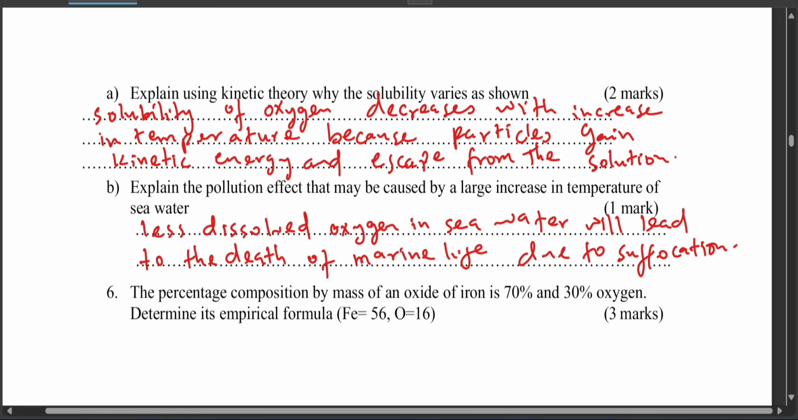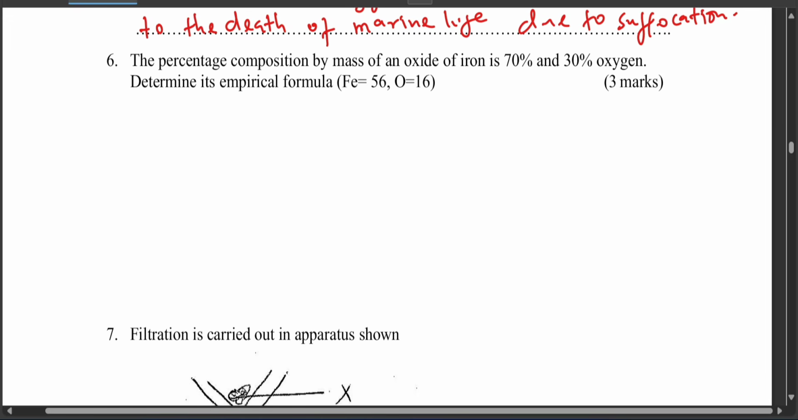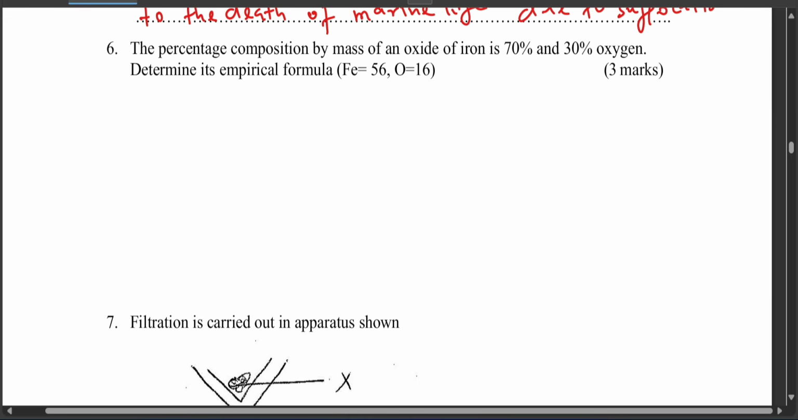Now, let's go to the other question, question 6, which is an empirical formula question. The percentage composition by mass of an oxide of iron is 70% iron and 30% oxygen. So determine its empirical formula. For now, we'll use the percentage as the mass. So this is 70, this is 30. But let's first write iron here, and let's write oxygen as well.